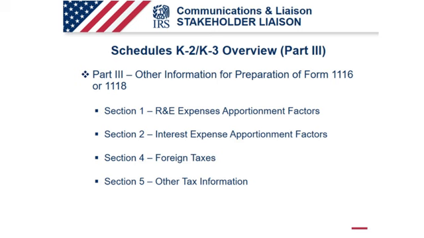Note that the Schedule K-3, Part 3 of the Form 1120S only includes the sections for research and experimental expense, interest expense, and foreign taxes, because these are the parts that are applicable for S corporations and their shareholders. The Schedule K-3, Part 3 of the Form 8865 looks the same as the Form 1065 Schedule K-3, Part 3.